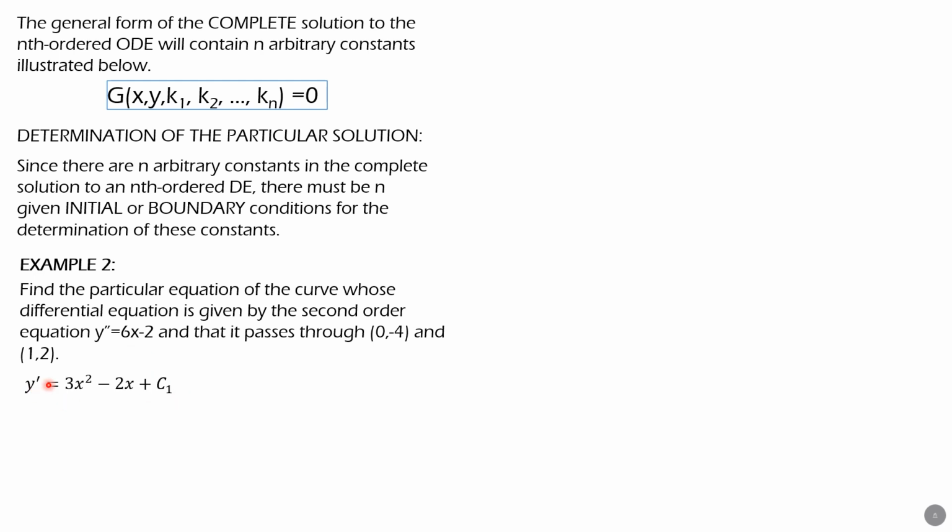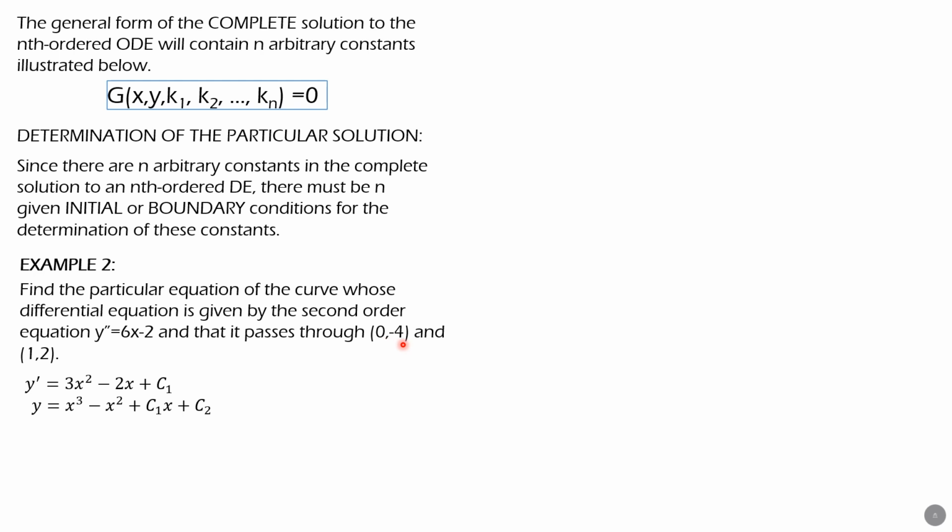Integrating again, so this is dy/dx, or dy equals this quantity dx. Integrating, y equals 3x cubed over 3, so x cubed, minus 2x squared over 2, so minus x squared, plus c sub 1 x plus c sub 2. So the number of arbitrary constants here is 2 because we have a second order differential equation. And these arbitrary constants are evaluated by the two given boundary conditions.